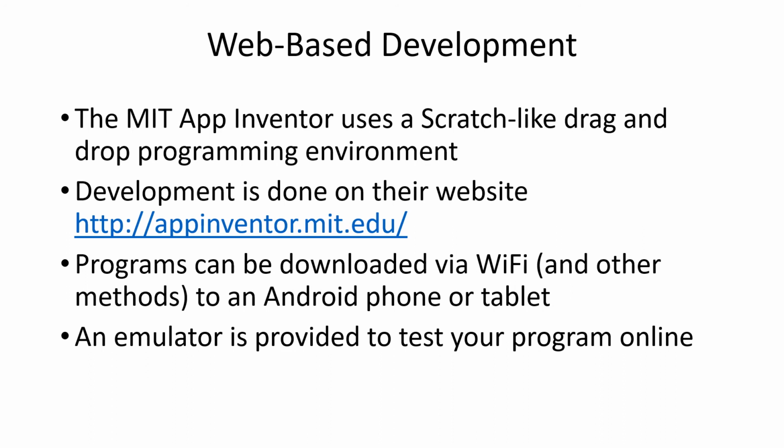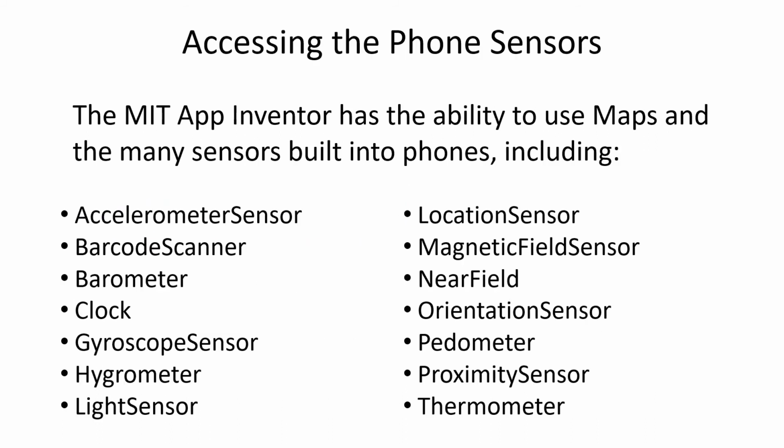Now, if you don't have an Android phone, there's an emulator available and you can test your programs in the emulator. By the way, if you've ever used Android Studio, the emulator in MIT App Inventor is a whole lot easier to use than the emulator in Android Studio. The App Inventor has the usual activities that you'll find in a drag and drop language. It also has the ability to access the phone-type things that you don't see in most computers.